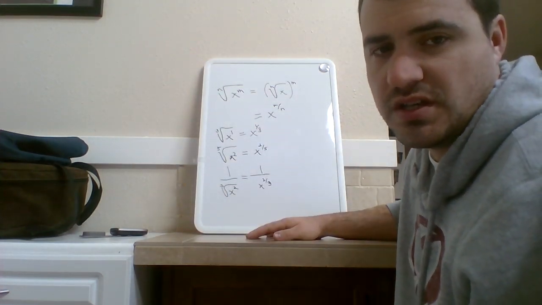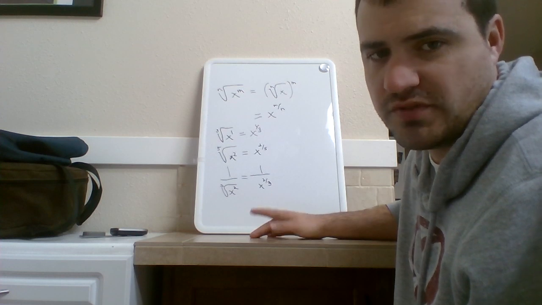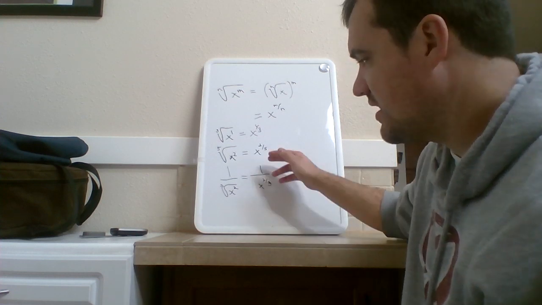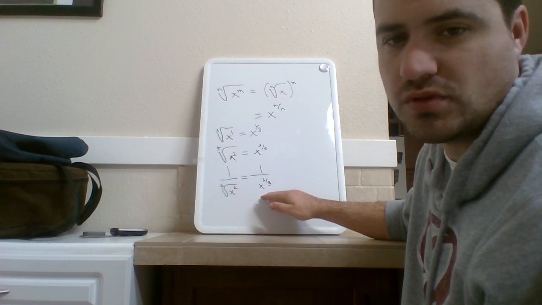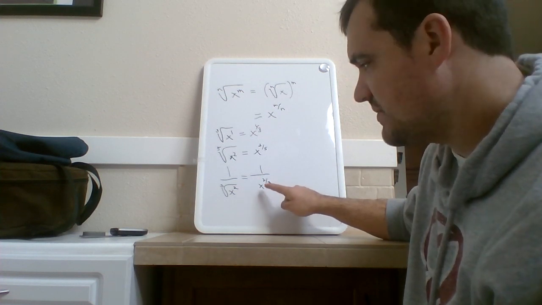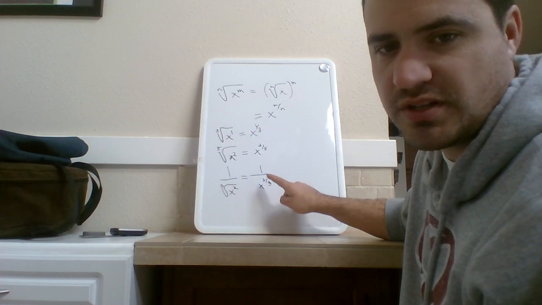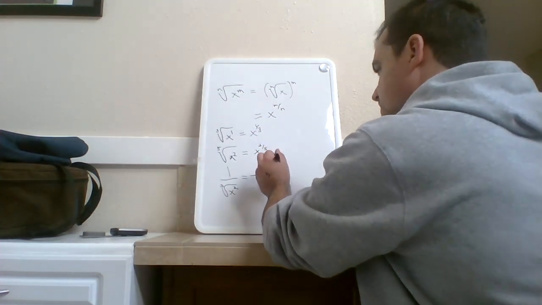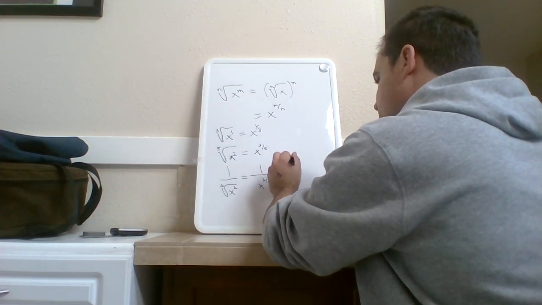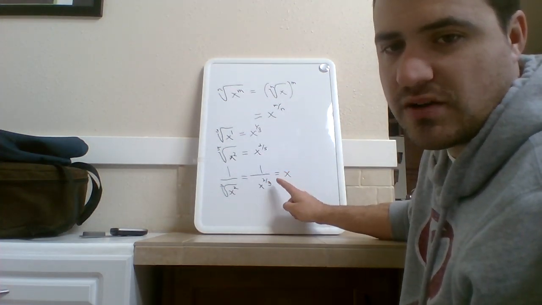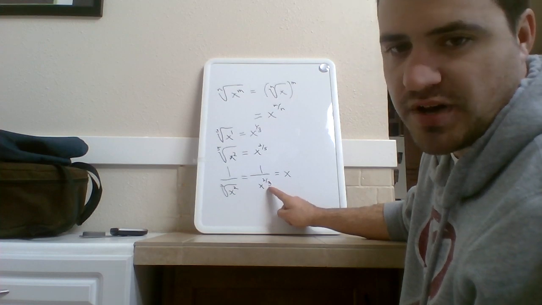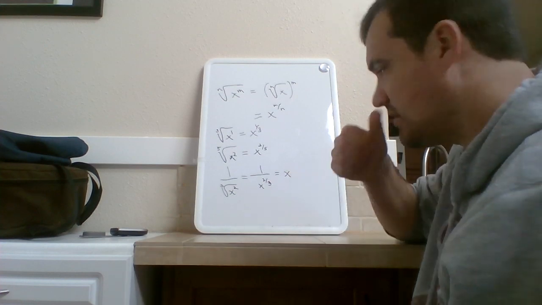Now we can take this a step further with this one. Because we have the x down here in the denominator, if you remember from earlier in the quarter, when you have something in the denominator with an exponent, you can move it up to the top. It becomes just an x, so not in the denominator anymore. And then the power, down here it's positive 2/3. So when it moves up, it becomes negative.